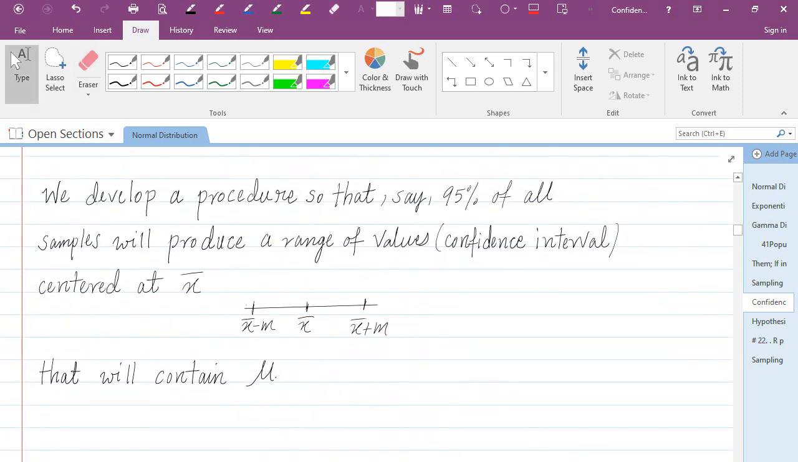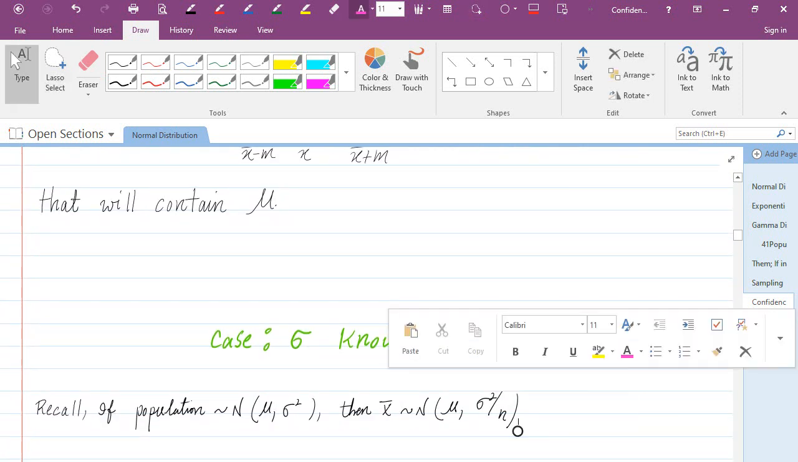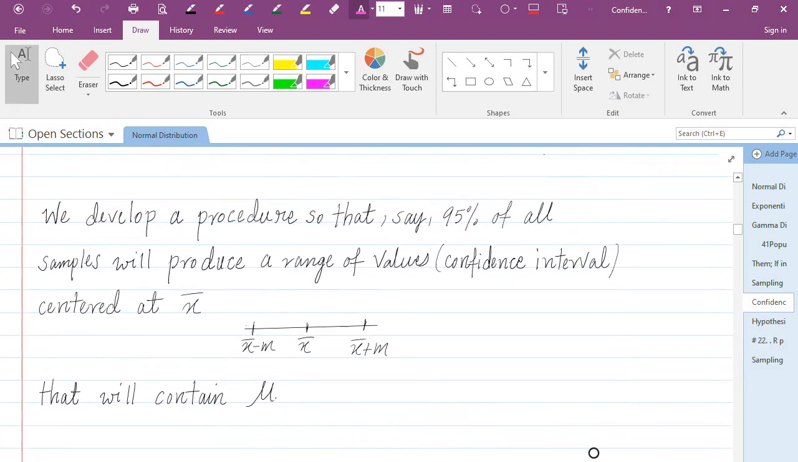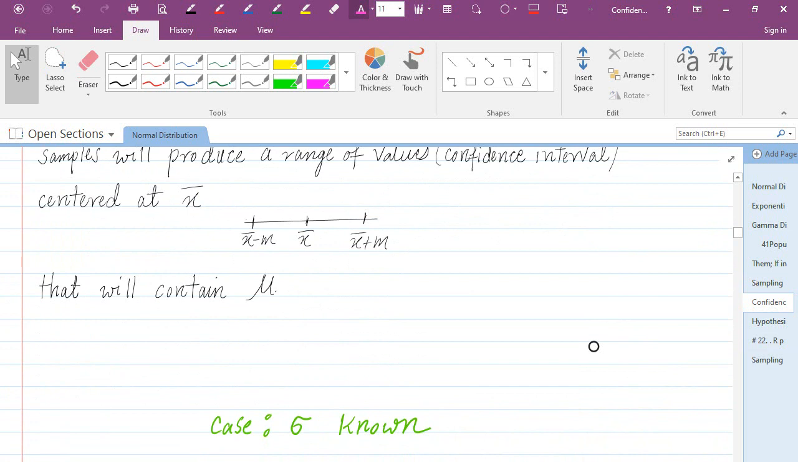All right, so you may not understand exactly what I mean by what I just said. So as we put in more details, it's going to make more sense. So there are two cases to look at.